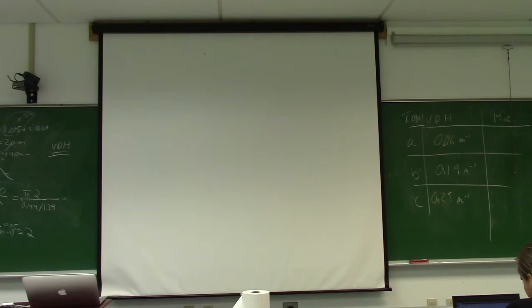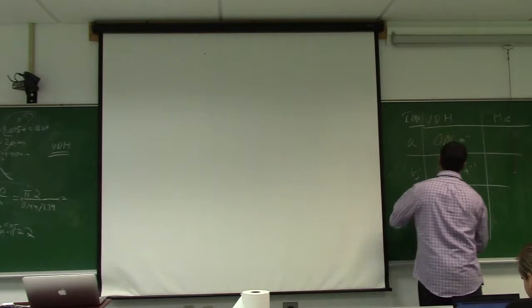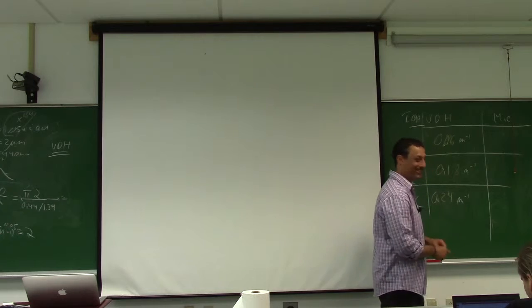Rounding a bit off. 0.18, 0.24. So B is 0.18. I tell you, Jason, I can't trust you anymore.